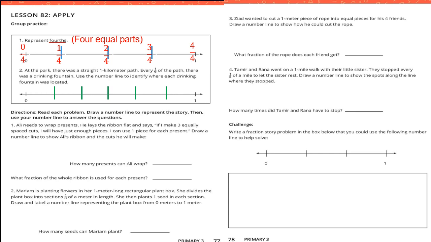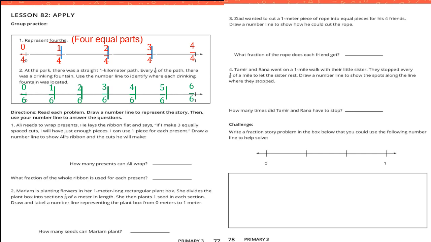Step number 2, label each dash by its fraction. 0 over 6, 1 over 6, 2 over 6, and so on till the whole fraction 6 over 6. The second practice here, we have problems and we wanted to draw a number line to represent each story.